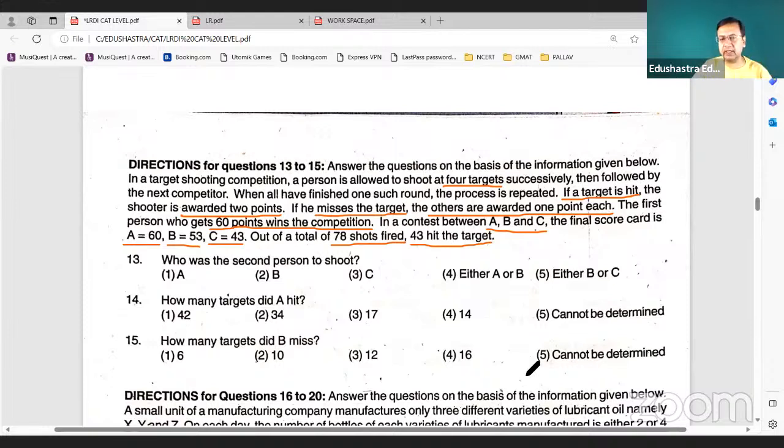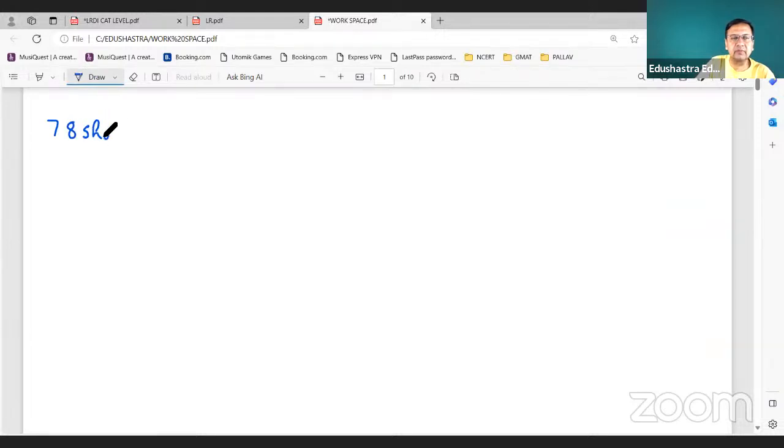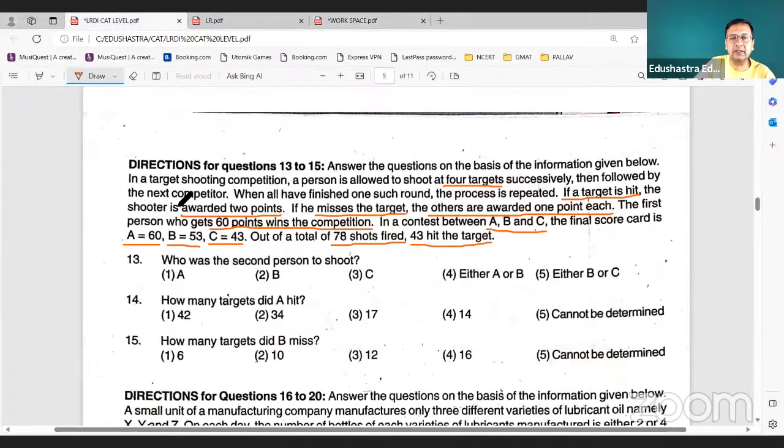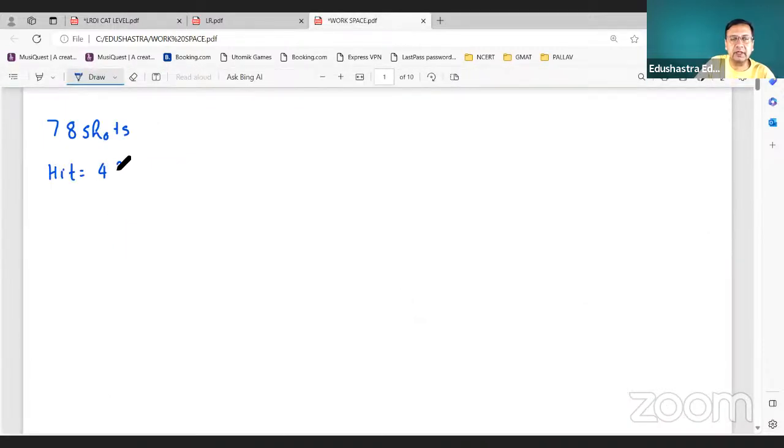Start writing the important information first. How many shots are there? Total 78 shots. How many are hit? 43 shots are hit. So if there are total 78 shots and hit are 43, there should be some missed. How many are missed? 35.